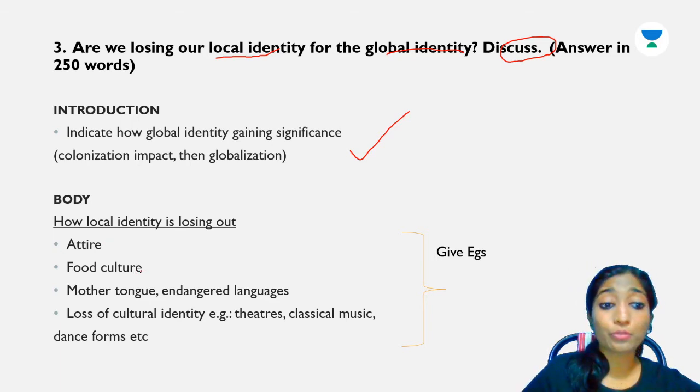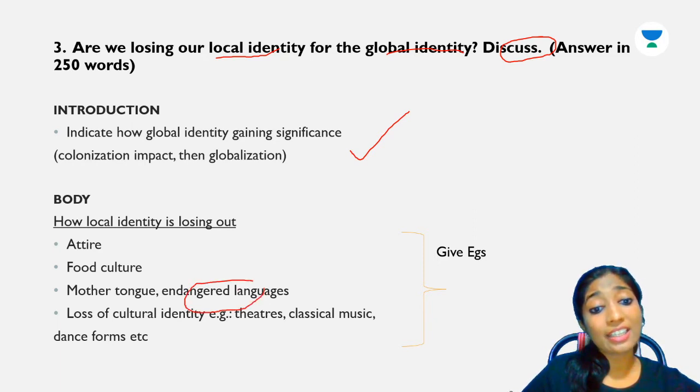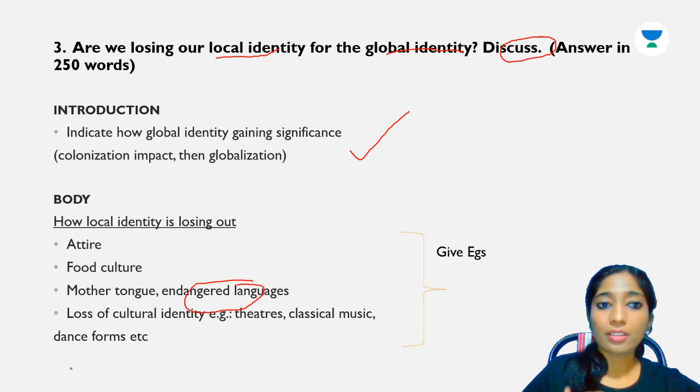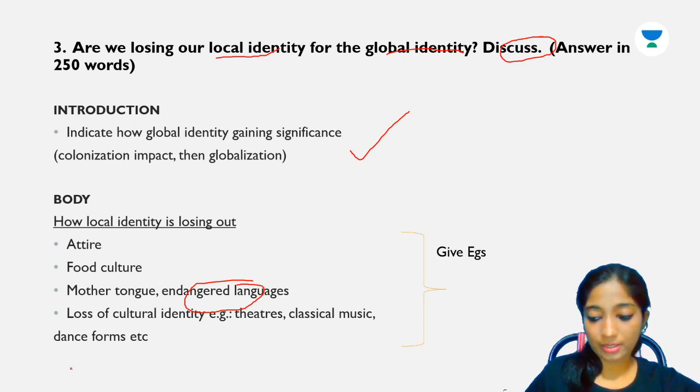And then change in the food culture. Then about the endangered languages, we mostly now rely on English. So certain languages are getting endangered because of that. And loss of cultural identity like theaters, classical music, dance forms, etc. We are mostly now relying on technology, so all these puppetry shows and all are losing a lot of relevance now. So like this you can subdivide your answer.